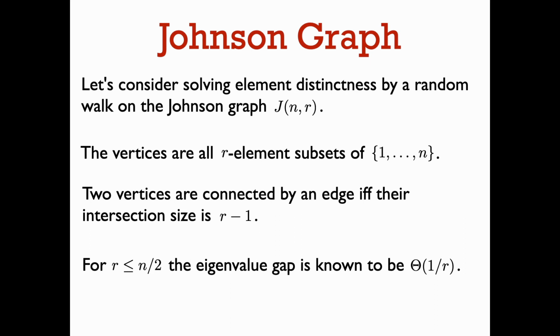We are going to try to solve this problem via a random walk. The graph that we are going to walk on is known as the Johnson graph, and it is parameterized by n and r. The vertices are all r element subsets of 1 through n. And two vertices are connected by an edge if and only if their intersection size is r minus 1. So they are connected by an edge if one subset can be transformed into the other just by exchanging one element. As long as r is not too big, it is known that the eigenvalue gap of the Johnson graph is theta of 1 over r.